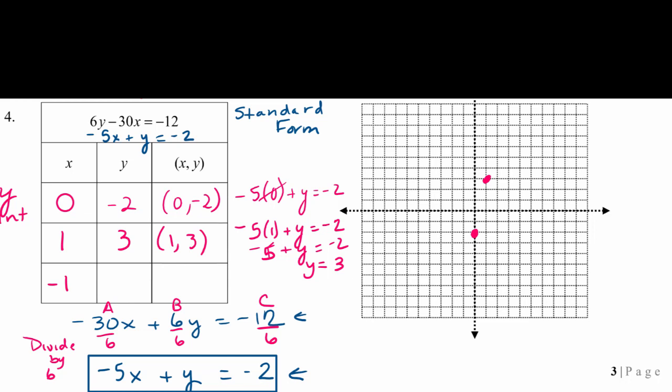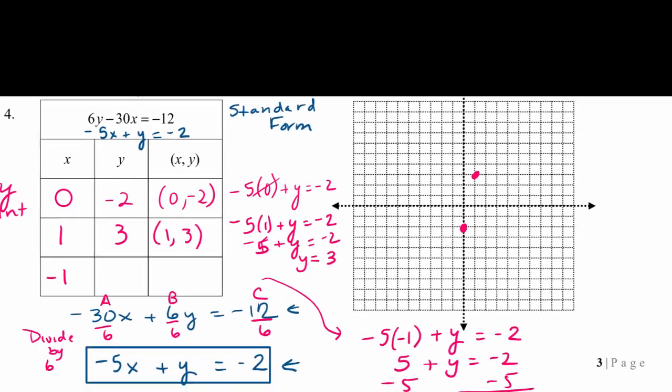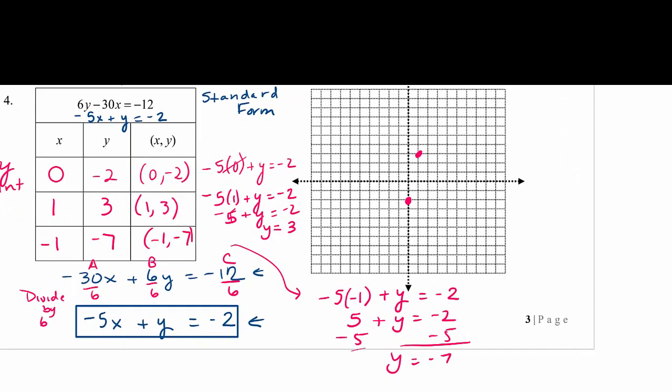I don't know. Let's see. So I'm going to put the work for this right here. So negative 5 times negative 1 plus y equals negative 2. So that's positive 5 plus y equals negative 2. Subtracting 5, I get y equals negative 7. So negative 1, negative 7, quadrant 4. Negative 1, negative 7, 1, 2, 5, 6, 7. So yeah, these line up, but it's a very steep line. Do you notice that? And it is going uphill. So there's my line.